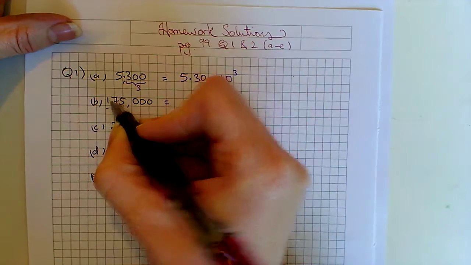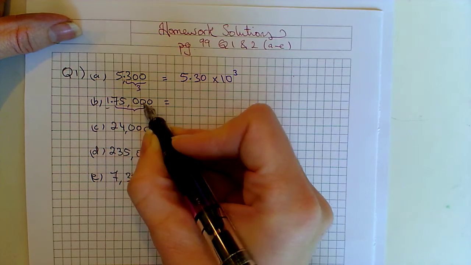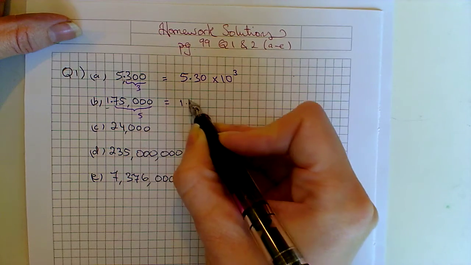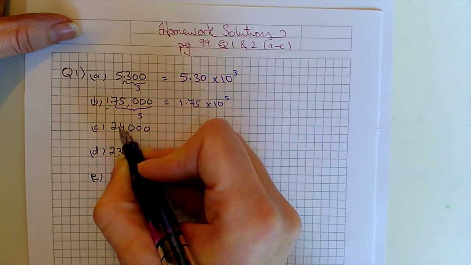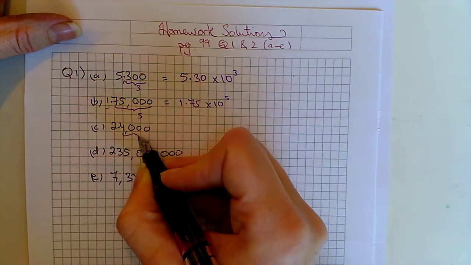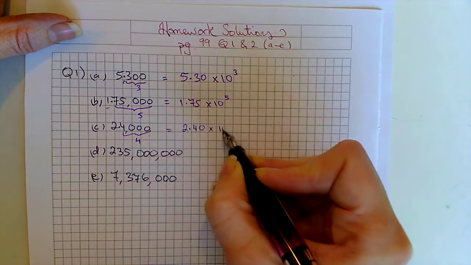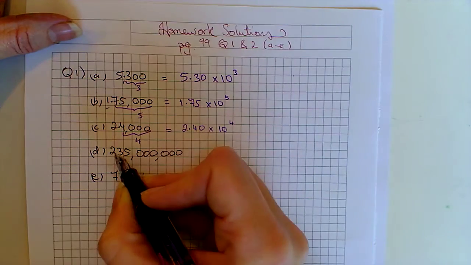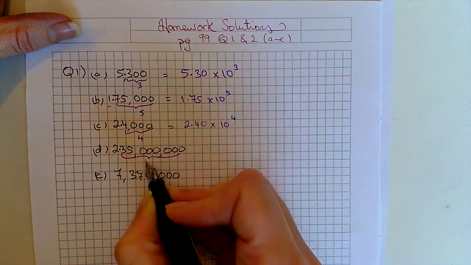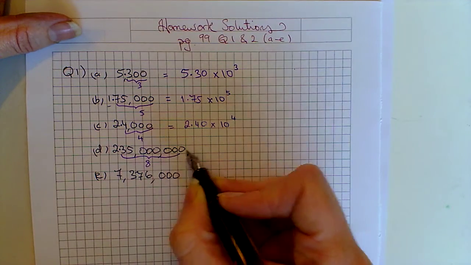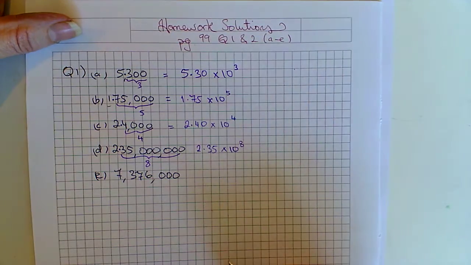This one, my decimal point always goes after the first digit, and then I count up these 1, 2, 3, 4, 5. 1.75 by 10 to the power of 5. This one, the decimal point after the first digit always, count up the rest, we have 4. So this is 2.4 or 2.40 by 10 to the power of 4. Decimal point after the first digit, and I have 8. 1, 2, 3, 4, 5, 6, 7, 8. So that's 2.35 by 10 to the power of 8.